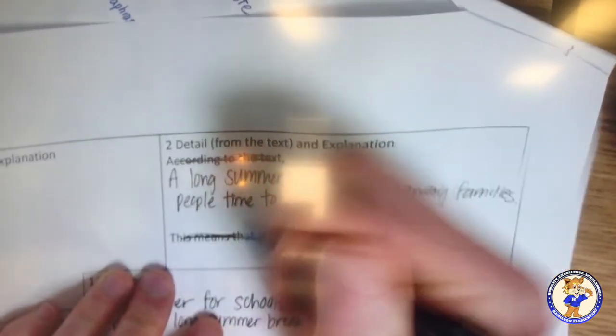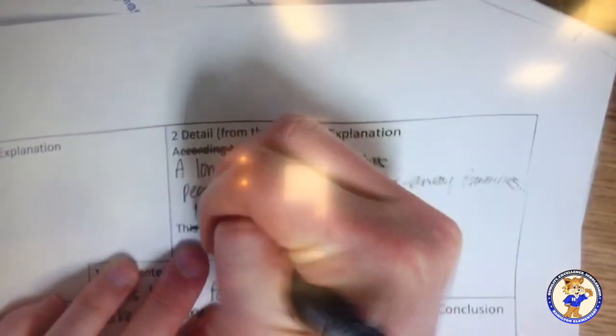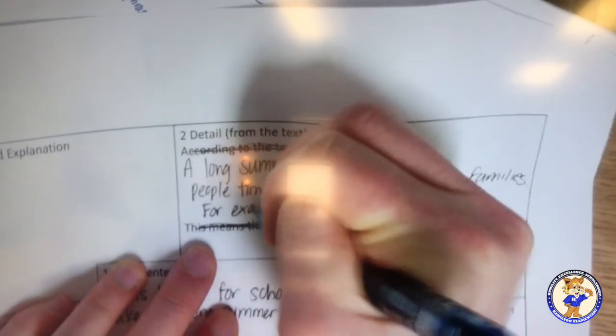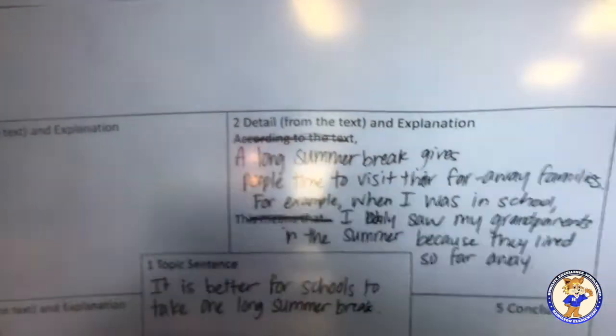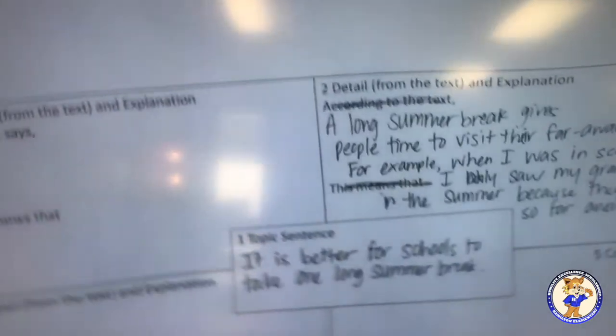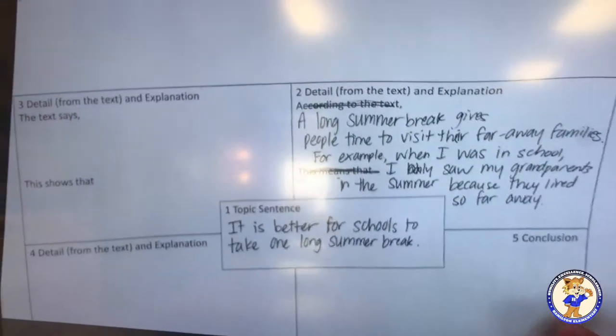I'm going to cross that out because I don't need that transition word. I'm going to use this one instead. For example, detail my explanation, and I'm going to go ahead and do that for boxes 3, 4, and then I'll wrap it up with my conclusion in box 5. Then I will write my skipping lines draft on this page, and that wraps up our spring break packet.